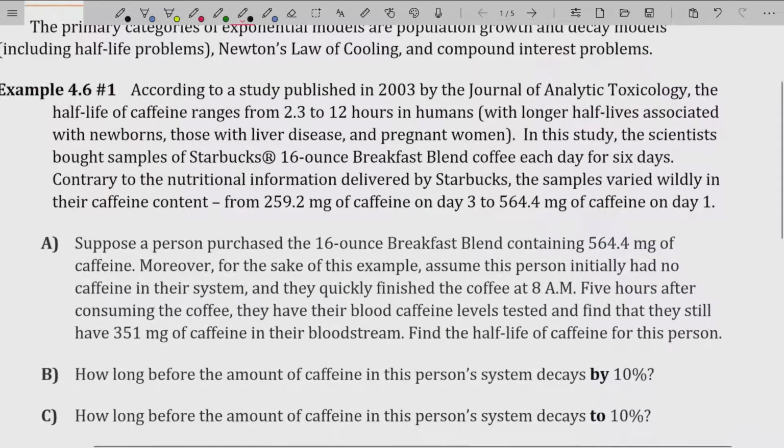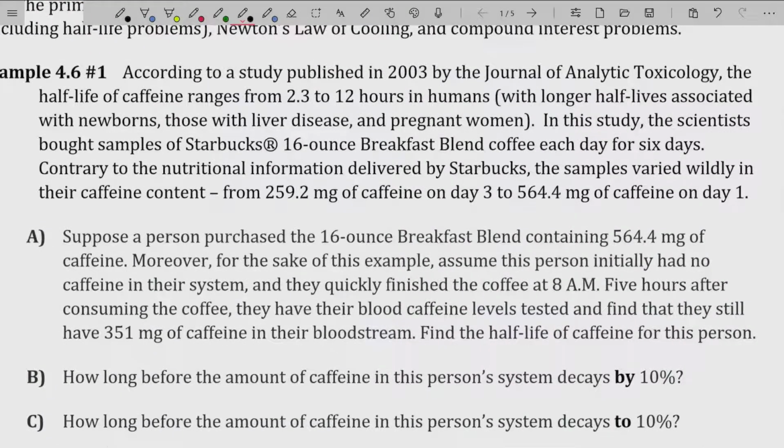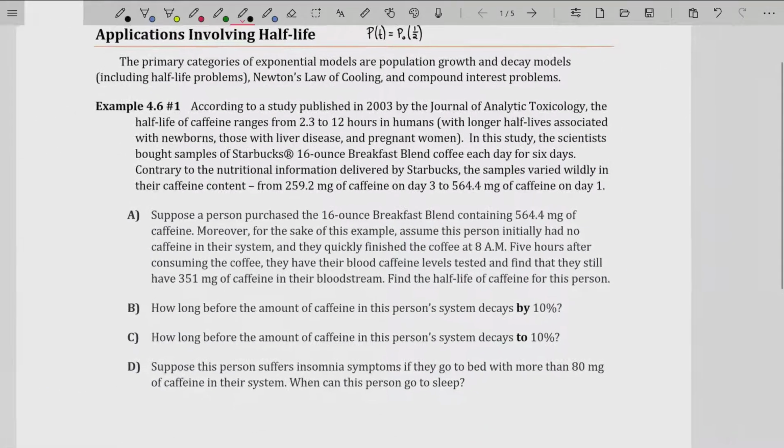So suppose a person purchased a 16-ounce breakfast blend containing that 564.4 milligrams of caffeine. Moreover, for the sake of this example, let's assume that this person initially had no caffeine in their system. It just makes this example much easier to talk about. And they quickly finished the coffee at 8 a.m. 5 hours after consuming the coffee, they have their blood caffeine levels tested and find they still have 351 milligrams of caffeine in their bloodstream. Find the half-life of caffeine for this specific person. Everybody's different. We all have different half-lives, that type of thing. So let's go ahead and address that question first.